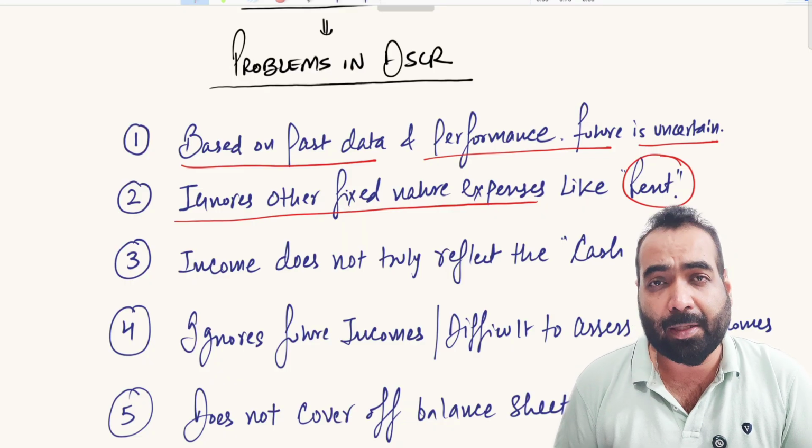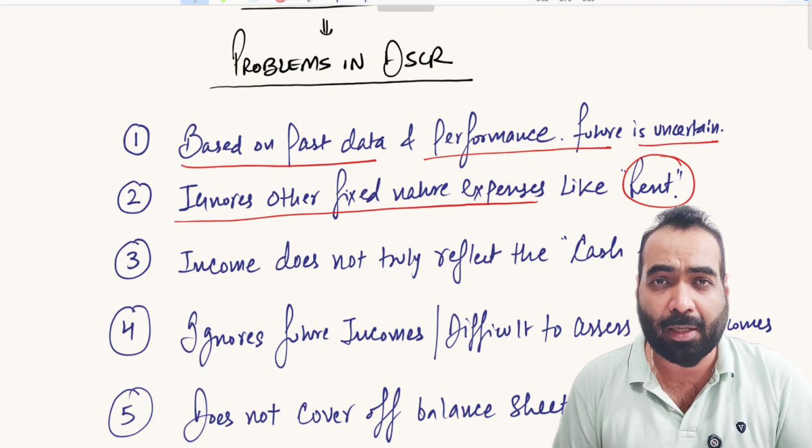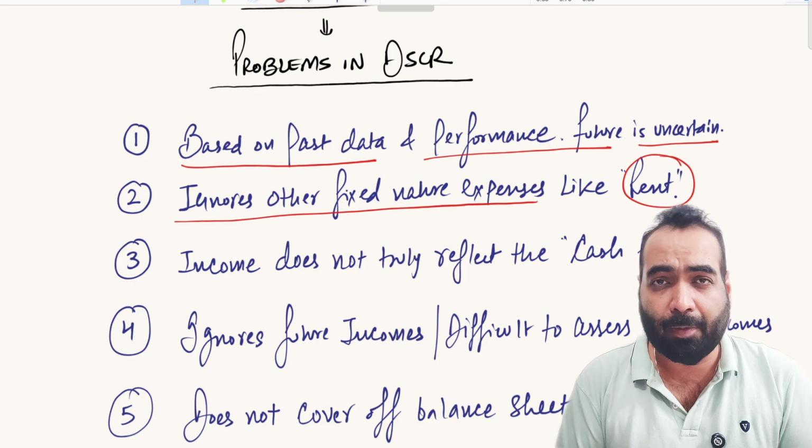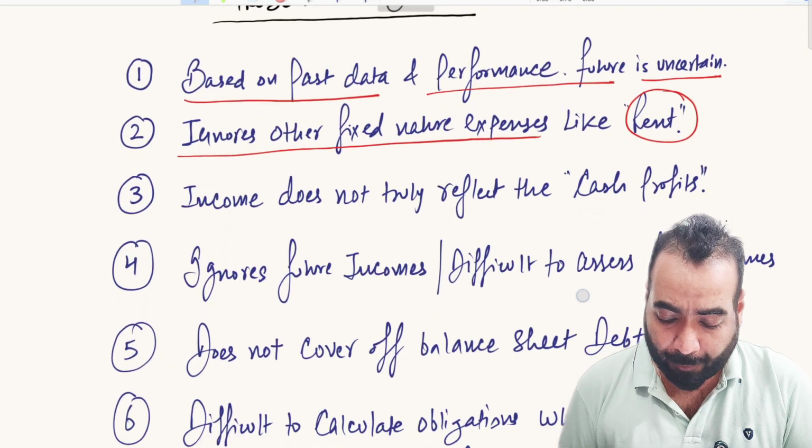Like rent, there can be other expenses also which are fixed in nature. So ideally, DSCR's base should be broadened by the accounting boards or at the local bank levels, so it should include all the fixed obligations of the entity.